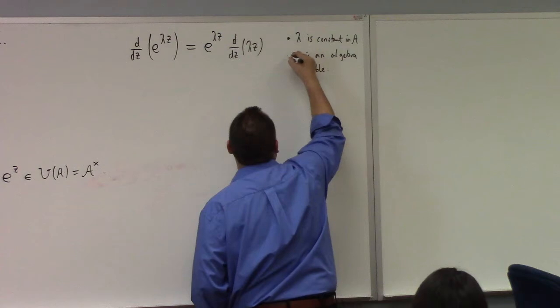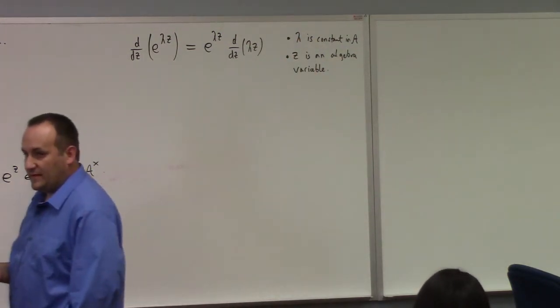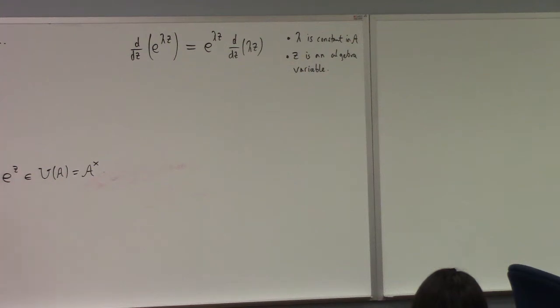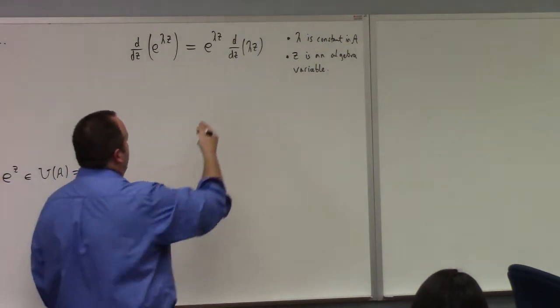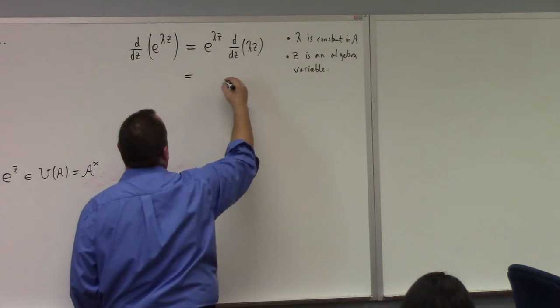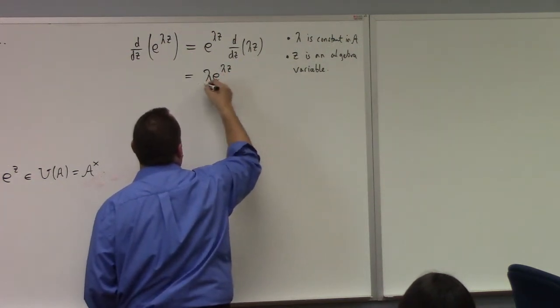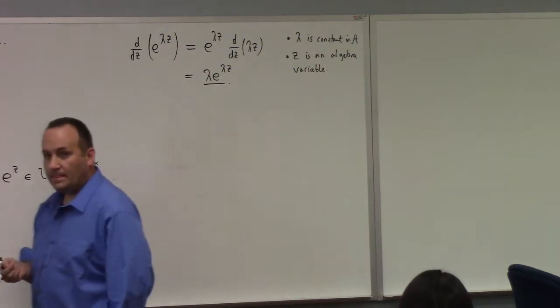So in complex analysis, we teach you how to deal with complex variables. I'm telling you that you can level it up. You can talk about algebra variables. And, okay, what does this differentiate to? Again, you know the answer even though you haven't proved it. Lambda e to the lambda z.